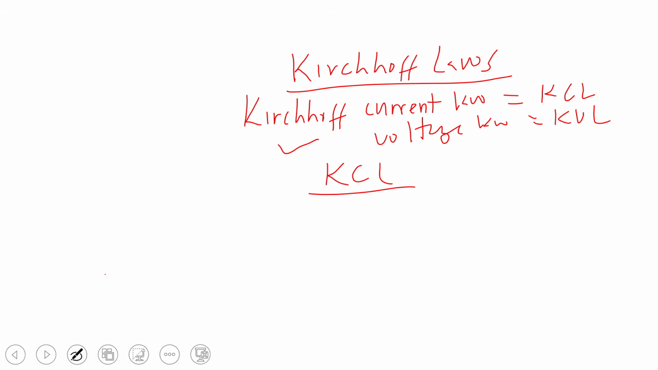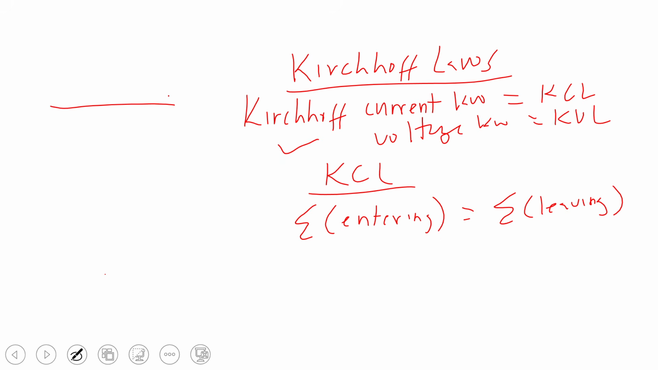Now, according to the Kirchhoff current law, the sum of the current entering a junction should be equal to the sum, and I'm using the symbol to represent sum, of the current leaving the junction. Now, what's a junction or a node? It's just a point where current split or come together.